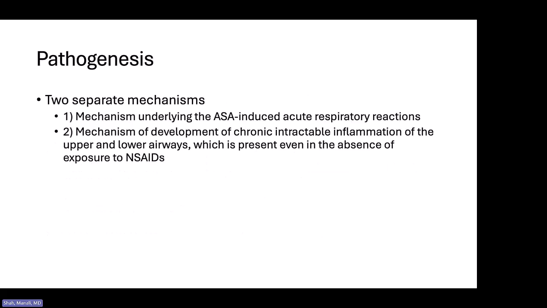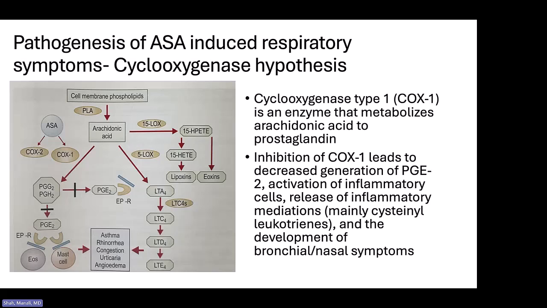So now the pathogenesis of this disease. There's one mechanism that causes the aspirin-induced respiratory symptoms. And then there's another mechanism, in patients who have chronic inflammation present at baseline, even in the absence of exposure to NSAIDs. These are hypotheses and postulations of how this happens. But we'll start with the first one: how aspirin and NSAIDs can cause these nasal and respiratory symptoms.